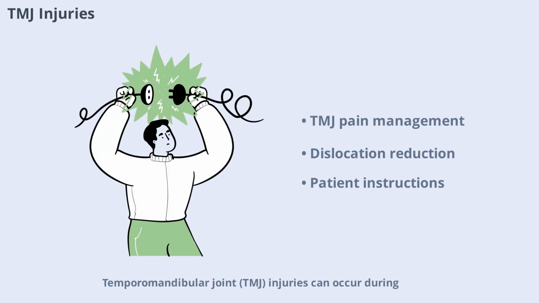Temporomandibular joint, TMJ, injuries can occur during difficult extractions or when jaw support is inadequate. Pain is often due to stretching of the capsule and is managed with rest, a soft diet, hot fomentation, and analgesics. Dislocation is common under general anesthesia or during challenging extractions. Reduction involves pushing the mandible downwards and backwards while rotating the chin upwards. Patients should be instructed not to open their mouths widely for a few days to prevent recurrence.